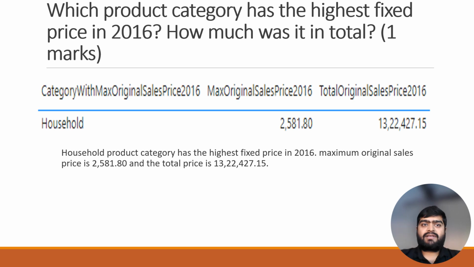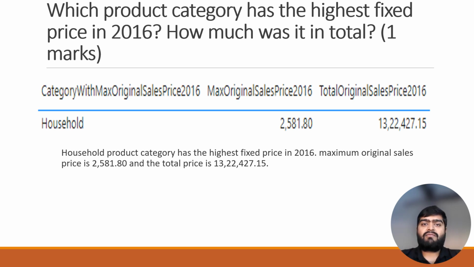Hello everyone, myself Jay Kumar Burda. My first question is which product category has the highest fixed price in 2016? How much was it in total? So, household product category has the highest fixed price in 2016. Maximum original sales price is 2581.80 and the total price is 1.3 million. The category and the price are visualized in the below matrix.